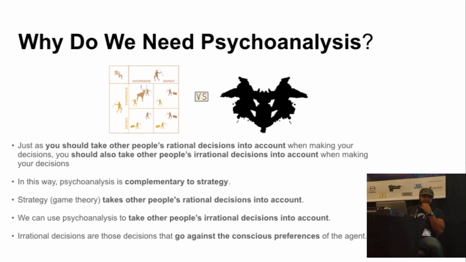So why do we need psychoanalysis? Well, my argument is just as you should take other people's rational decisions into account when making your decisions, you should take other people's irrational decisions into account when making your decisions. So in this way, psychoanalysis is kind of like strategy or game theory or decision theory. Game theory takes other people's rational decisions and tries to model them. And then psychoanalysis you can use to model irrational decisions. And when I'm talking about irrational decisions today, I'm talking about those decisions that go against your conscious preferences.